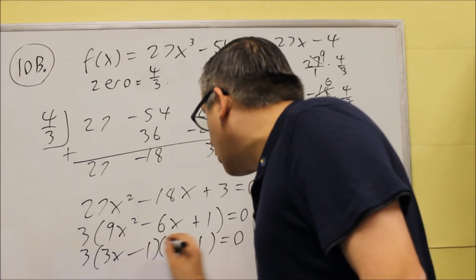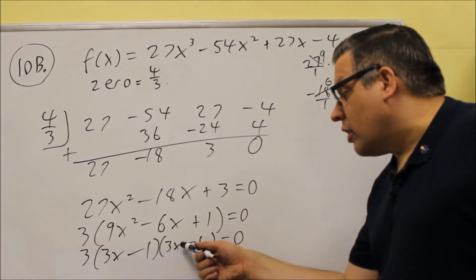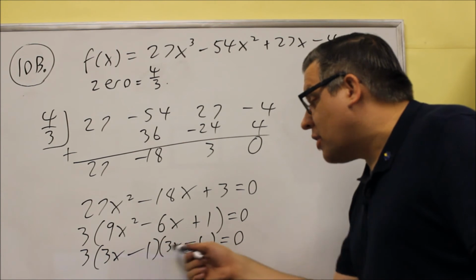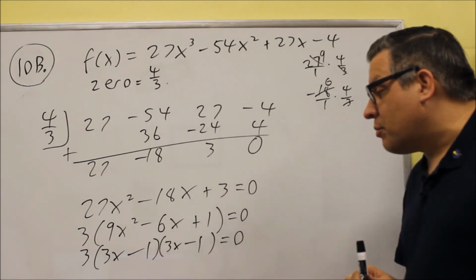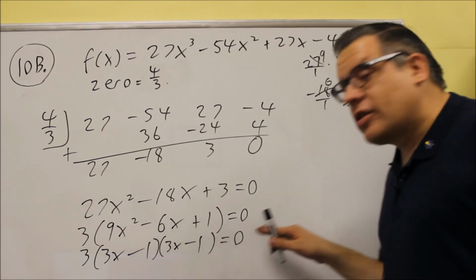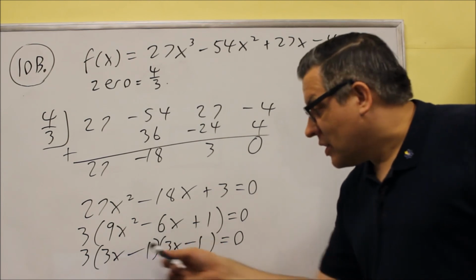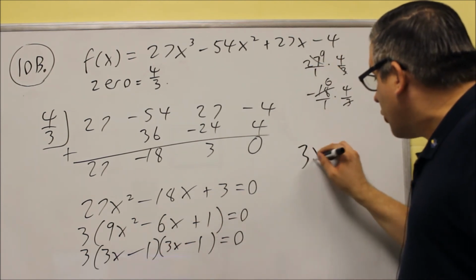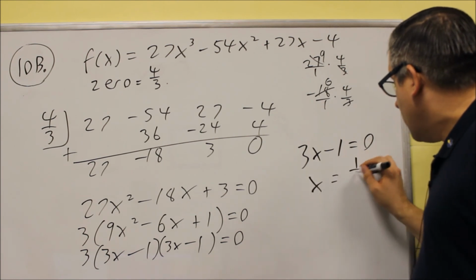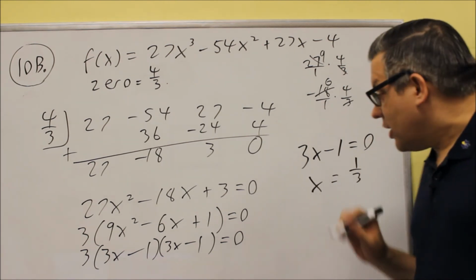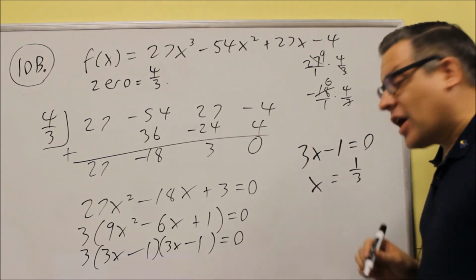So each of these will be negative. Let's see if it works. We have 9x squared, minus 3x twice will give you the minus 6x, and then 2 negative 1's will give you a plus 1. So now you're going to set all this equal to 0. Now 3 is not equal to 0, so you don't have to worry about that. Since both these factors are the same, you only have to set one of these equal to 0, and when you solve for it, add 1 and divide by 3, and you'll get 1/3. So this particular one will only have one answer, x equals 1/3.